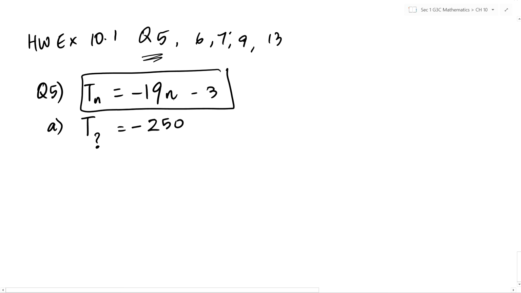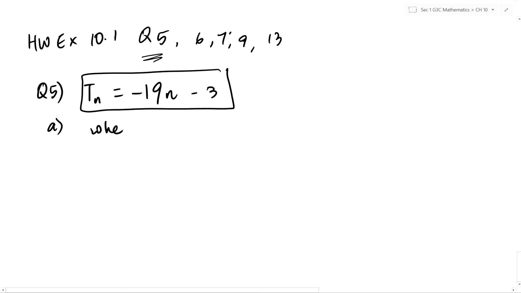When n is equal to 1, our first term, we have negative 19 minus 3. So the first term is negative 22. When n is equal to 2, meaning I want the term number 2, I get negative 38 minus 3, which is negative 41. The second term is negative 41. At which point do I have the value equal to negative 250? I'm definitely not going to list down everything. I'm going to make use of this general term. I'm going to set it now to become negative 250.